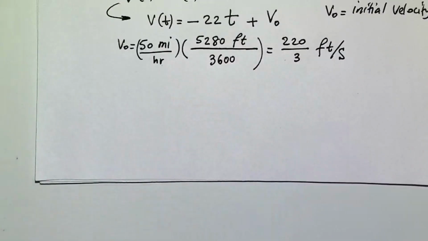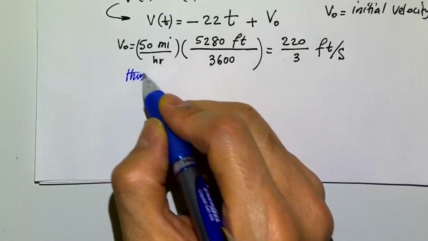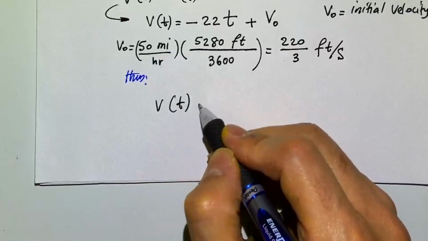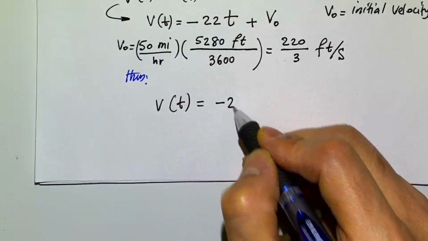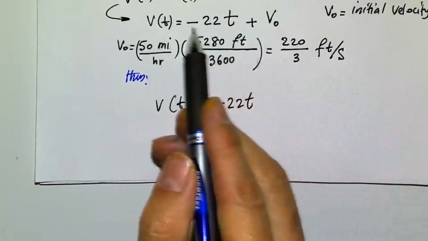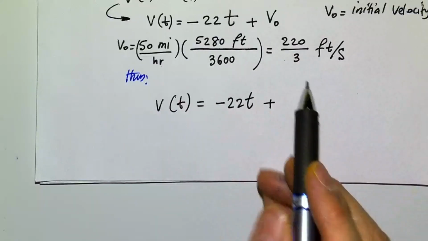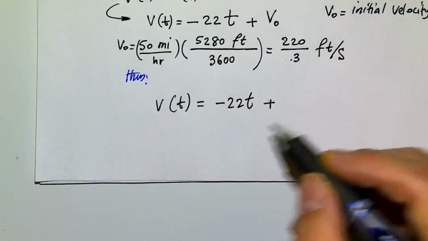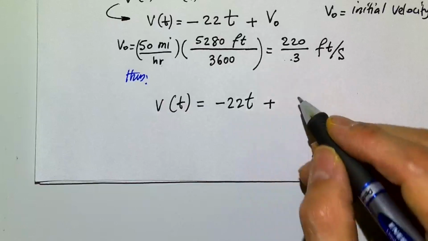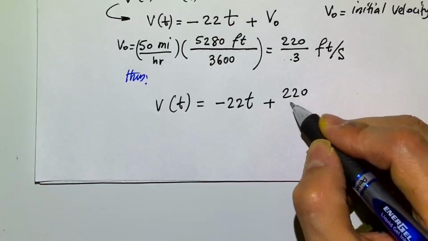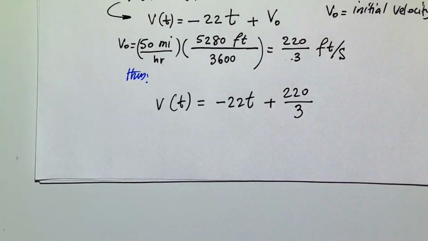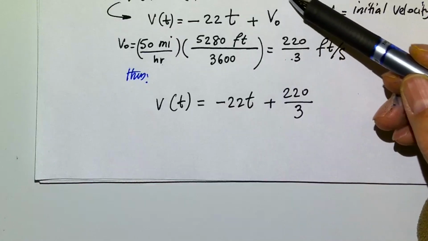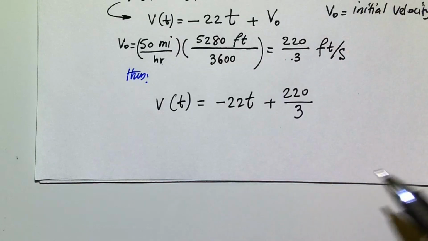Thus, we have the velocity function is equal to minus 22t, from here, plus the initial velocity, which we now know, in the same units as this t. So 220 divided by 3 feet per second, and this minus 22 is in feet per second squared. So now it makes sense.